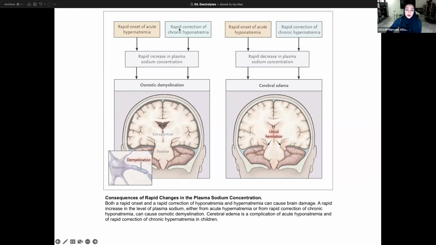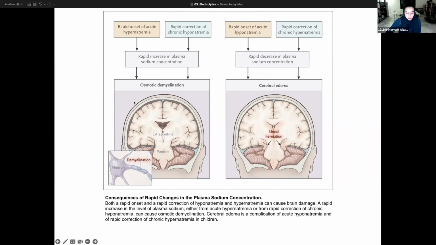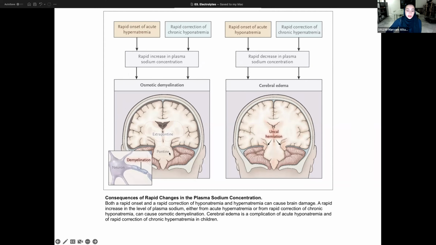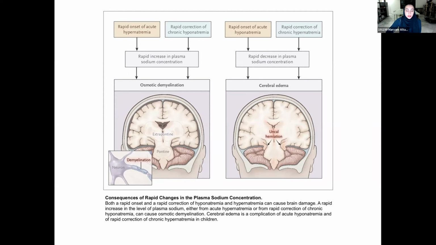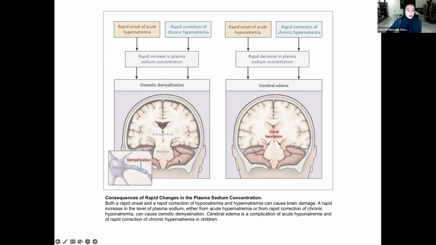On the other hand, if you have as well rapid correction of chronic hypernatremia, okay, and rapid onset of acute hypernatremia, what that can cause is osmotic demyelination, or if you guys remember from neuro, what we call locked-in syndrome. So locked-in syndrome or osmotic demyelination, also called central pontine myelinolysis, is you can see here in the pons, essentially you get demyelination of all the neurons here. And what happens is the patients get paralyzed completely, and the only thing that they're able to move is their eyes. So if I'm not mistaken, up and down and horizontally. And so that's how they're able to communicate.